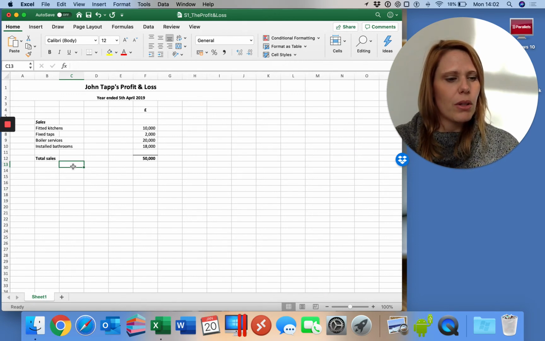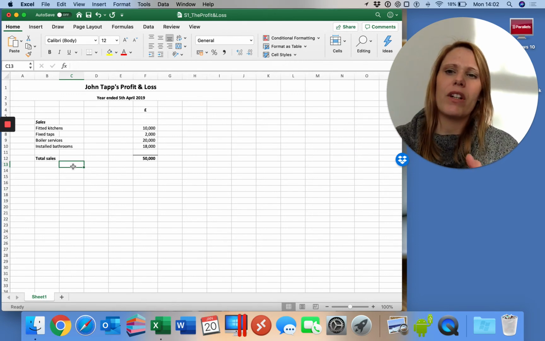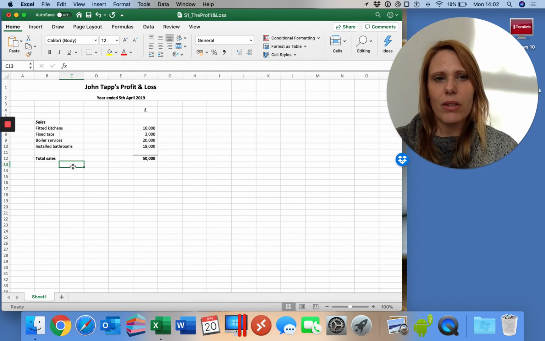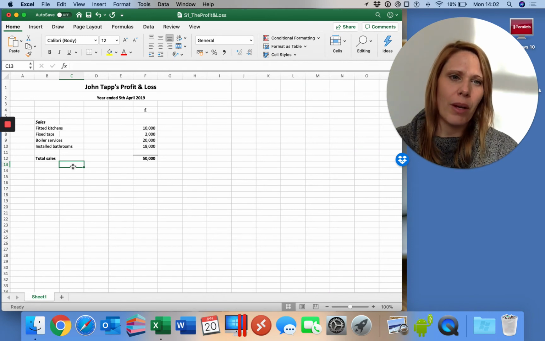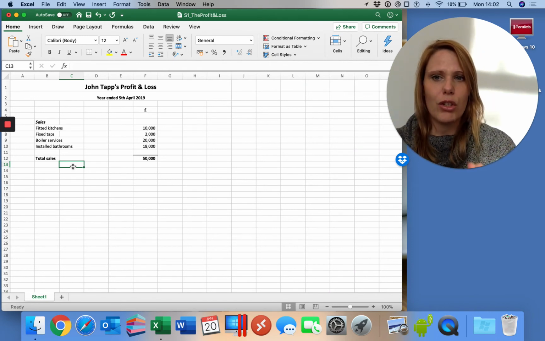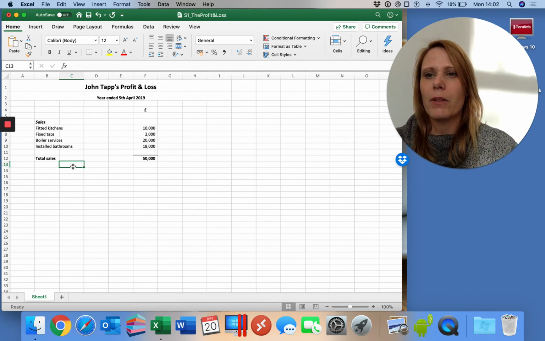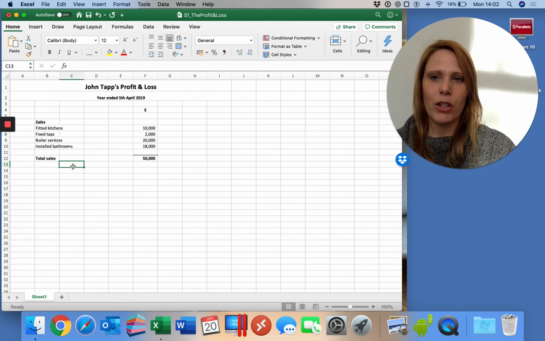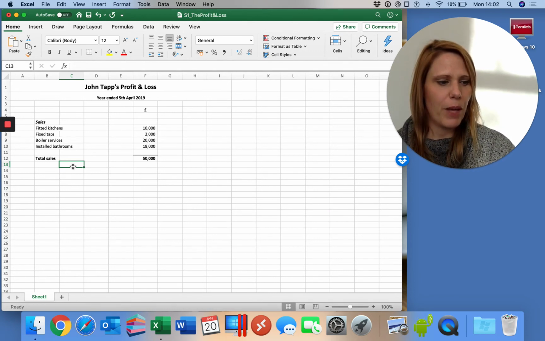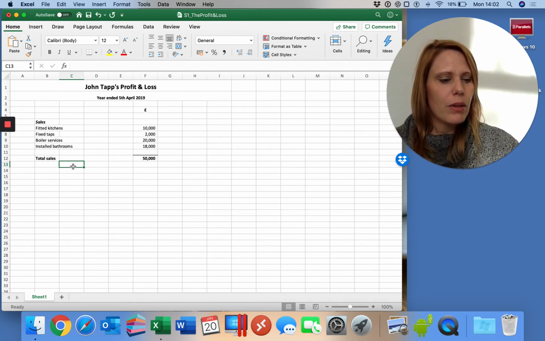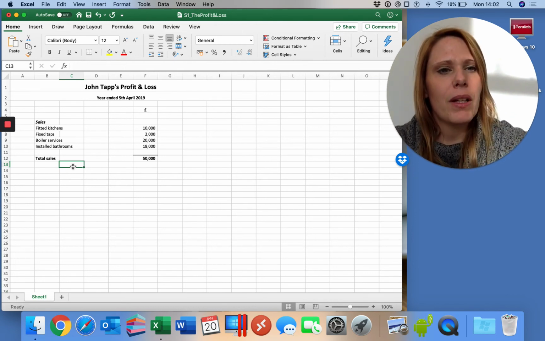So how far and how detailed you get in analysing your sales is just dependent on what information you want to use it for. If you don't really want to know any more than just your total sales, just have total sales. But if it's going to give you more information, split it down and keep an eye on it, and then you can monitor the different revenue streams that you have for your business.